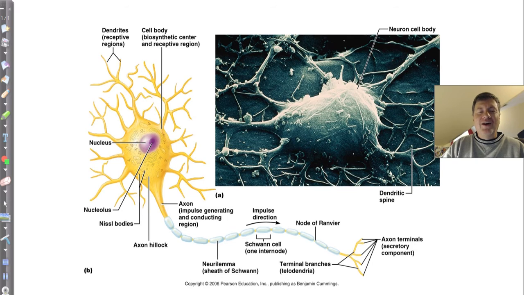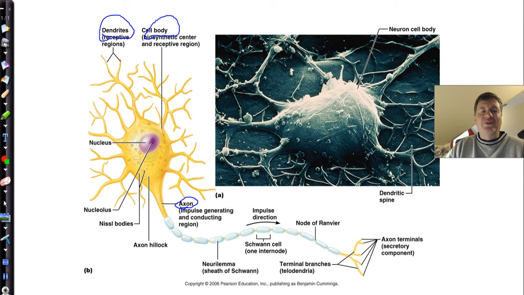A neuron, again, is a nerve signaling cell. It's communicating information from one place to another. And the three main regions you see of the neuron are the dendrites, the cell body, and then the axon. So those are the three basic regions, and we'll look at some more detail in a second.